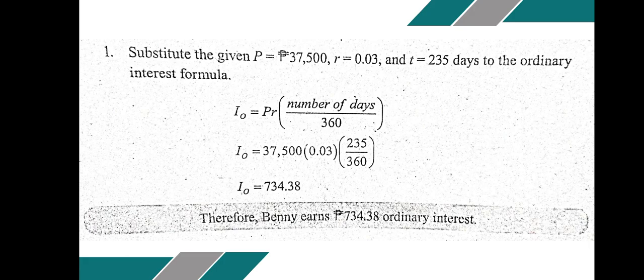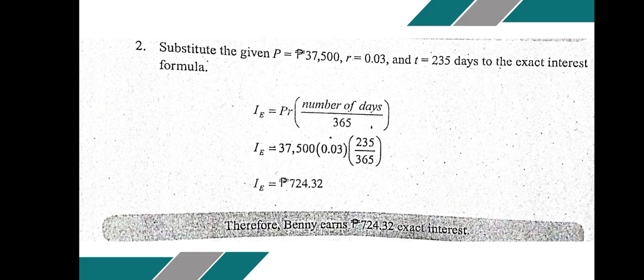Now, kapag exact interest naman, so, substitute pa rin natin yung mga information, yung principal natin, yung rate, tsaka time. Ang kaibahan lang dito is yung number of days, okay? So, we have exact interest is equal to 37,500 times 0.03 times 235 over 365. And that is equal to 724 pesos 0.32 centavos. So, therefore, Benny earns 724.32 sa exact interest.